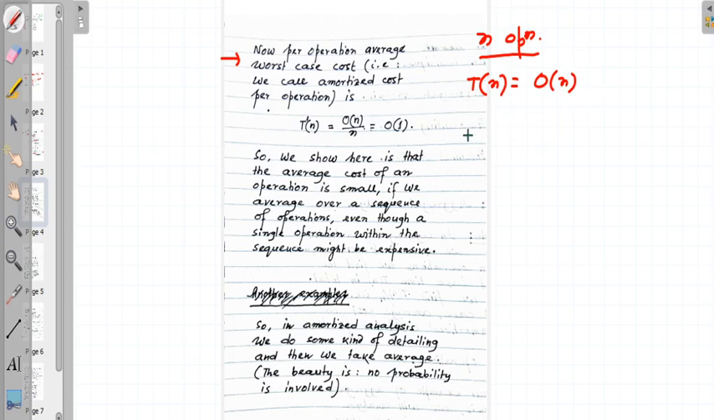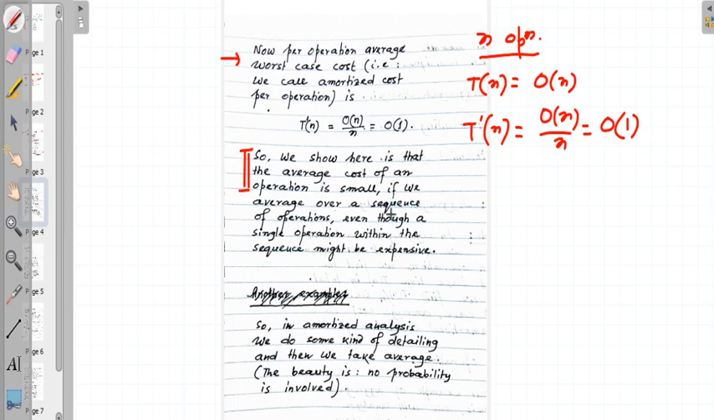So this T prime n will be equal to order of n divided by n, as we are finding out the per operation cost. That is the average cost. So this will be order of 1, right? So what we show here is that the average cost of an operation is small.